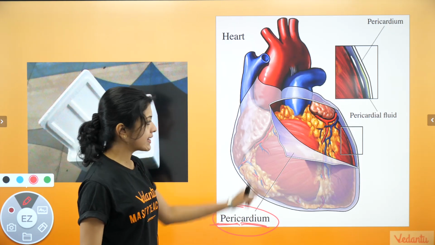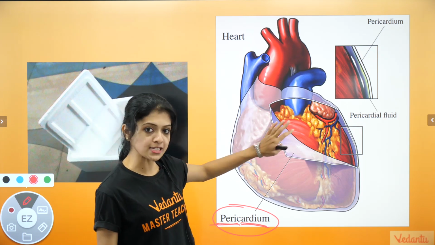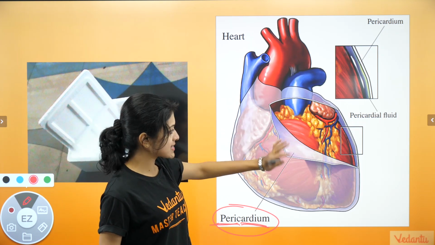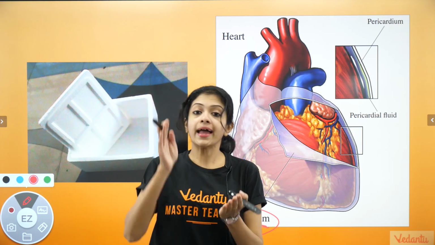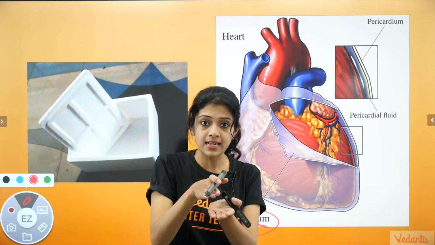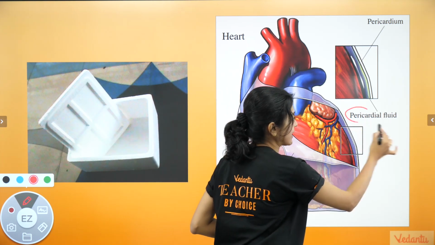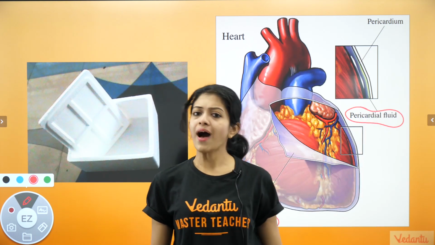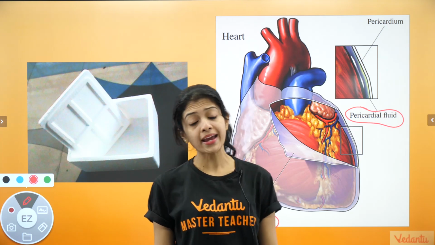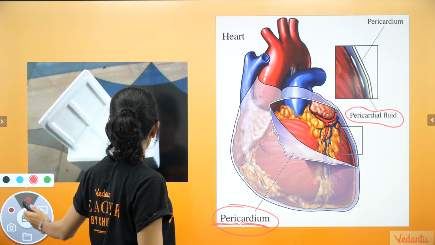Now, this pericardium, like you can see, the layer has been peeled out for you in this particular image to make things a little easier for you. It's in fact a two-layered membrane, okay? And in between these two layers, a fluid is filled, which is called the pericardial fluid. Okay? Now, why is it important? Why do we need the pericardium? Why do we need the pericardial fluid?